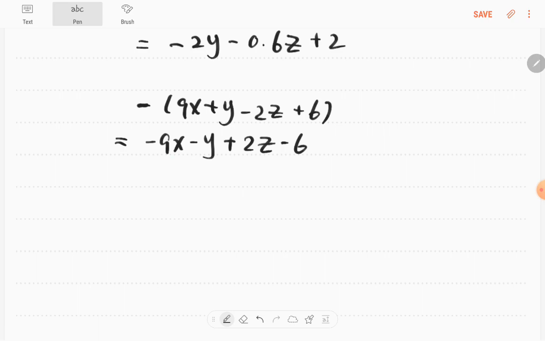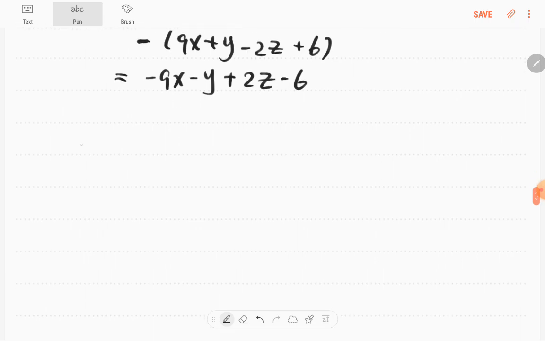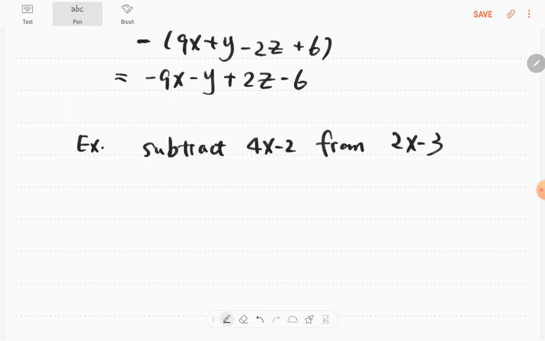Alright, we also need to learn how to translate the words into the expression. So for example, we have this one: subtract 4x minus 2 from 2x minus 3. So make sure you see this subtract keyword. You know we should do the subtraction.